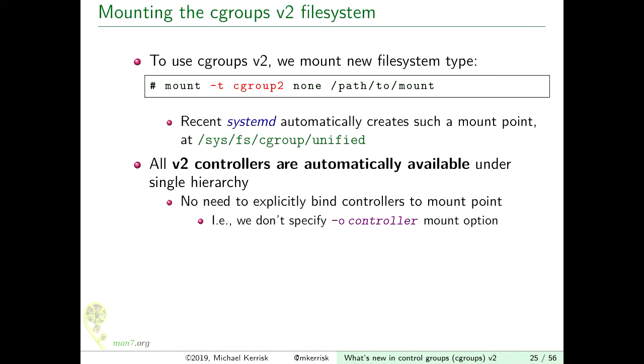Now this is different from Cgroups version 1. When you mount a certain hierarchy, you use a -o option to say, I want a certain controller attached to this hierarchy. This is not necessary with Cgroups version 2. When you mount the Cgroups version 2 file system, all the controllers are, potentially at least, automatically available.